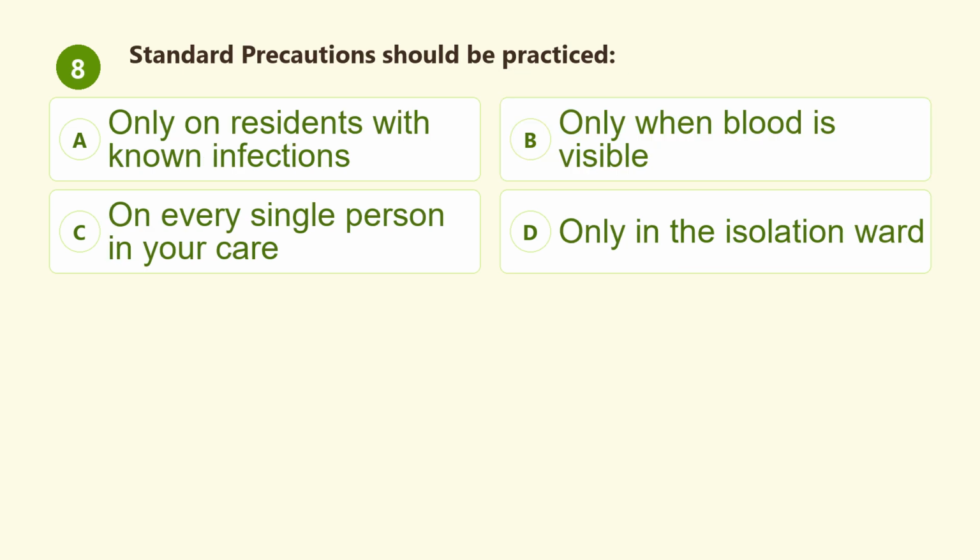Question 8. Standard precautions should be practiced. Option A, only on residents with known infections. Option B, only when blood is visible. Option C, on every single person in your care. Option D, only in the isolation ward.